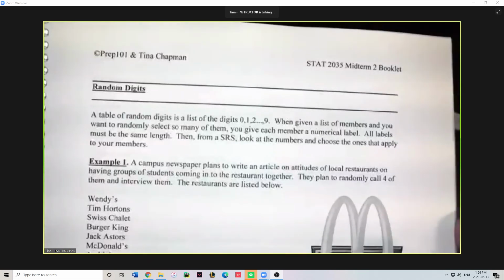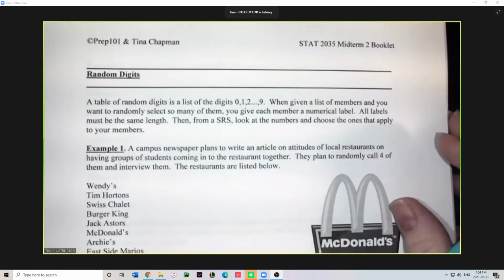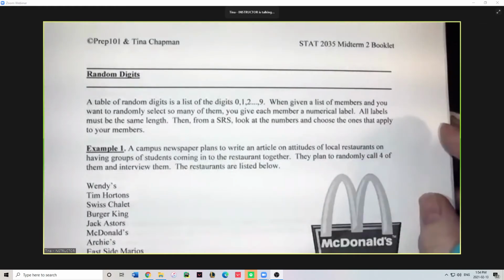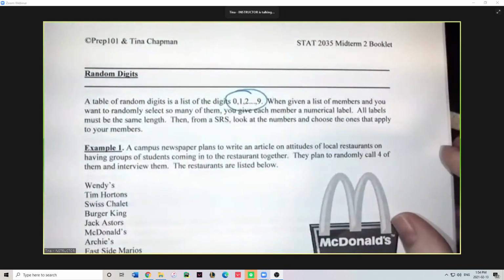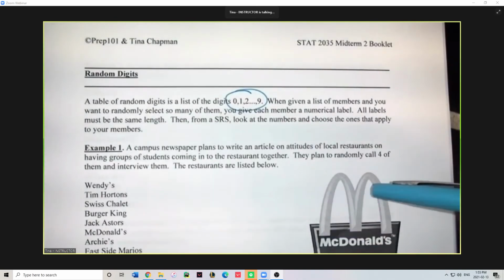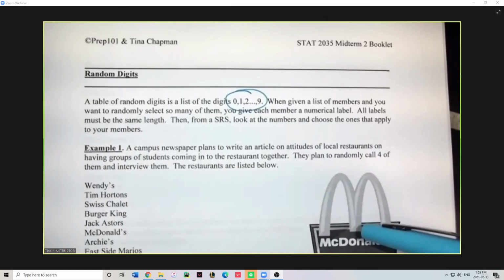Okay, now there's one little bit of math in this section, and that is random digits. So if we have a list of, in this case, restaurants, but it could be people or whatever, we number them. If there's only 10, we can let them be 0 to 9. If there's like 300 of them, then we'd have to go 001, 002, all the way up to 300. If there's only 50, then we can do 2 digits. So it depends on how many total there are how many digits you use.